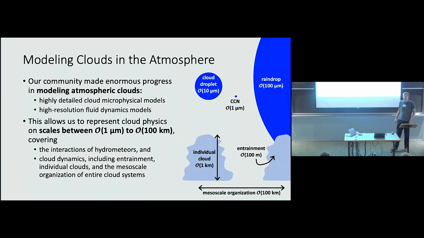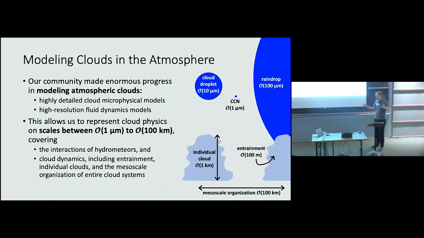And we have also developed quite nice fluid dynamical models, for example, large eddy simulations, which can be used to represent entire clouds, cloud fields, and even the little entrainment events going on in the cloud. And with this, we can today basically represent clouds and cloudy systems on a range of scales between 1 micron up to 100 kilometers. This is not perfect, but we are pretty good at representing this range of scales.